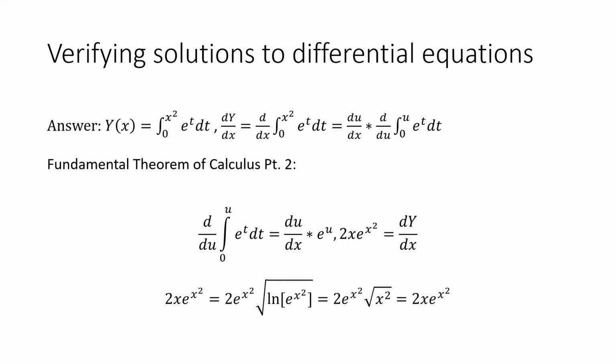Now we just have to work on the right-hand side, and if we plug in the value for y, we get 2 times e^(x^2) times the square root of the natural log of e to the power of x squared. Through some simplification, we can see that these two sides are in fact equivalent.